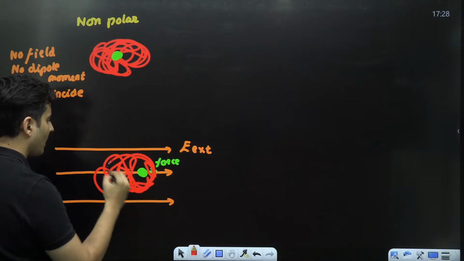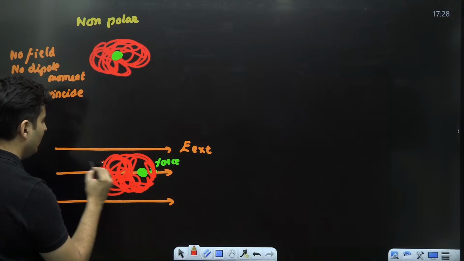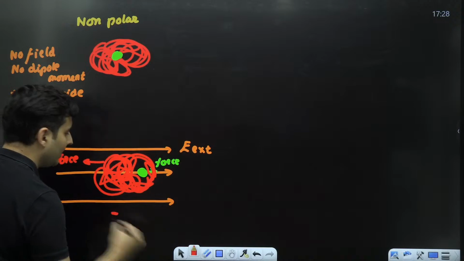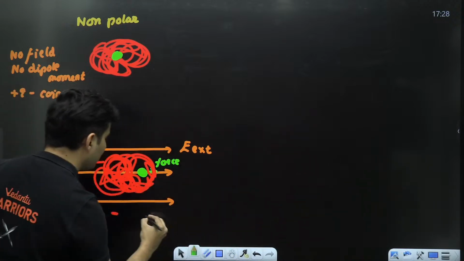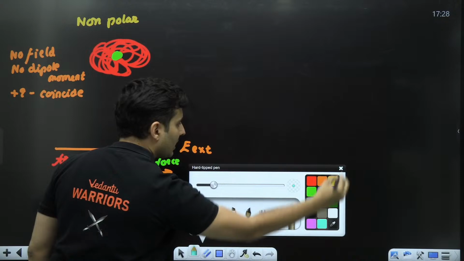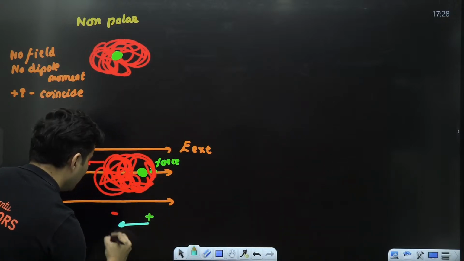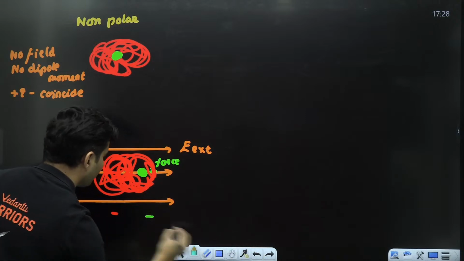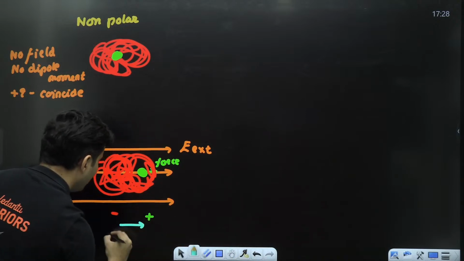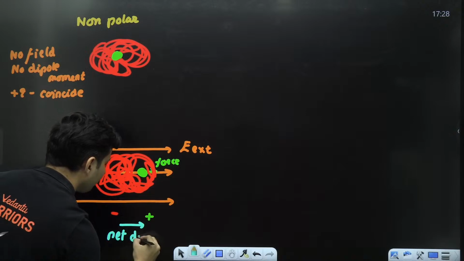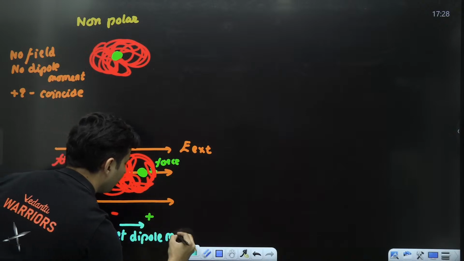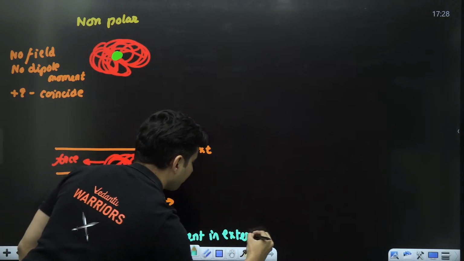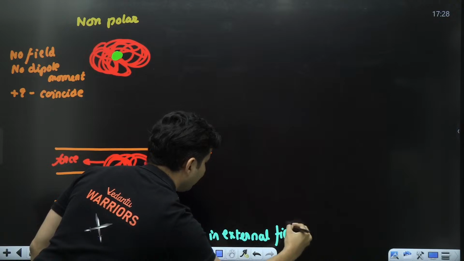Just think about it. Maybe because of that force on that negative charge, it will shift like this. Now do you see the negativity is over here and the positivity is over here? Don't you see right now there is a net dipole moment? Net dipole moment in external field.